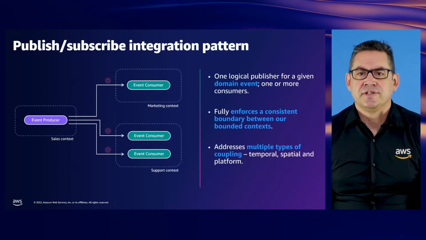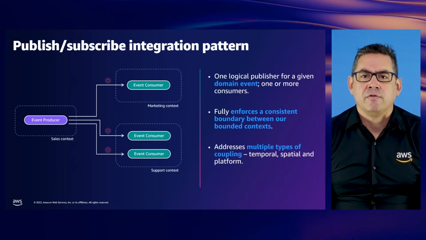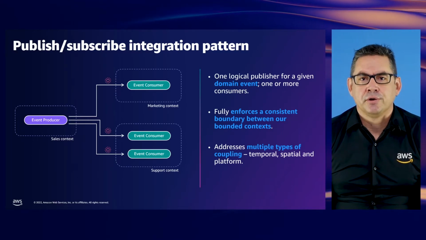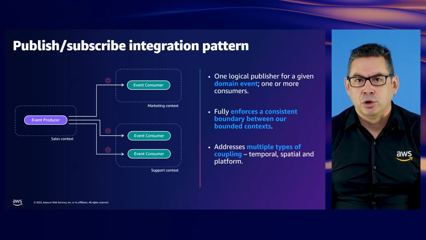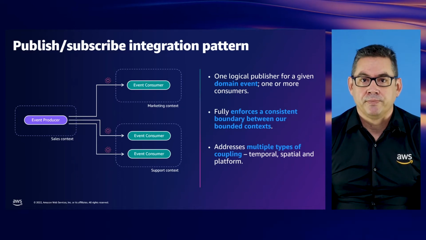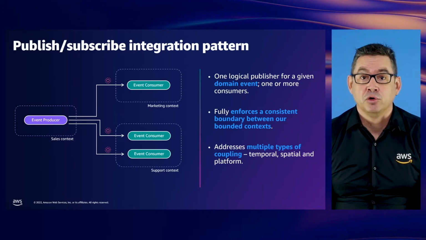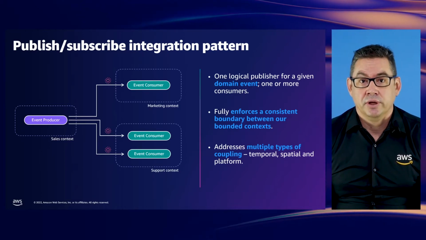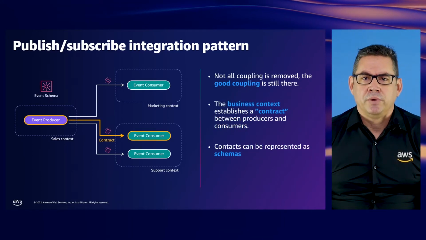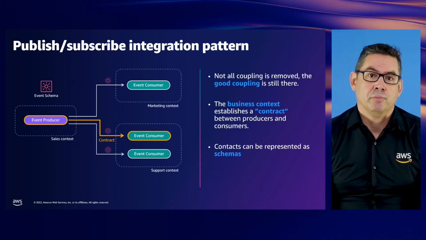Publish-subscribe patterns are essential to what we're implementing with EventBridge. In this pattern, we typically have one logical publisher for a given domain event. They may be physically distributed across multiple execution environments, but logically they're all publishing the same event, and there will be one or more consumers. There are no point-to-point connections between system boundaries, and this helps us address the multiple types of coupling we discussed earlier. But we don't want to remove all the coupling. The good coupling, the stuff that supports our business interactions across system boundaries, is what we want to promote.